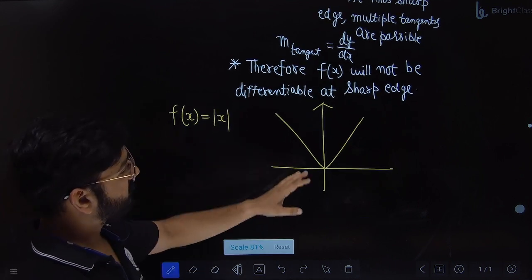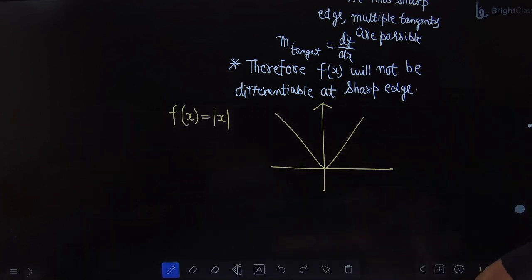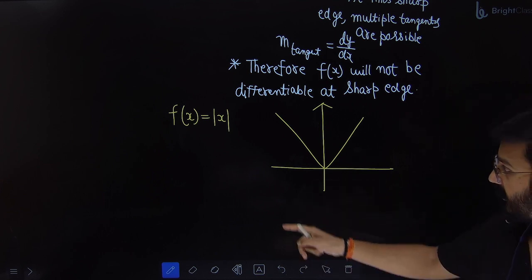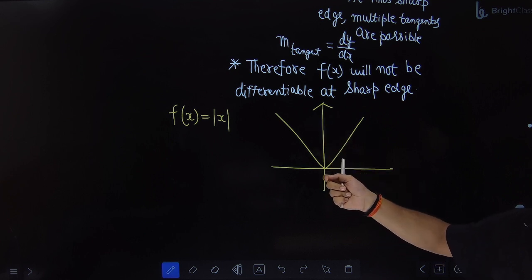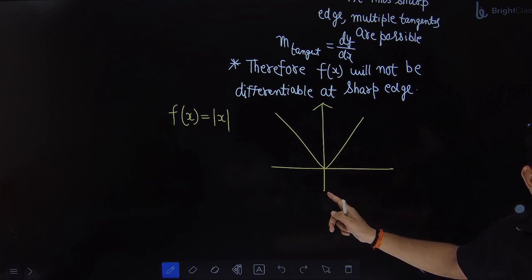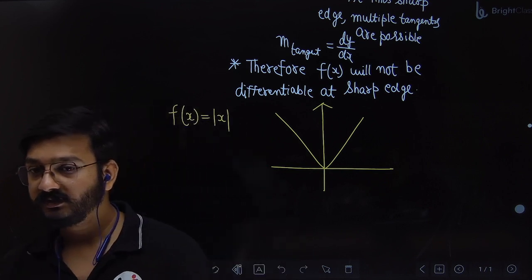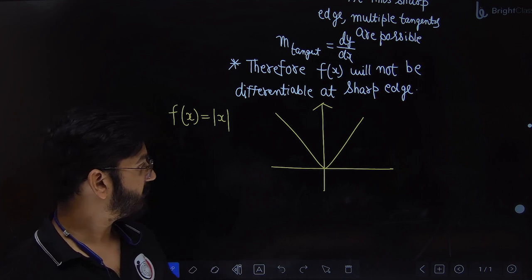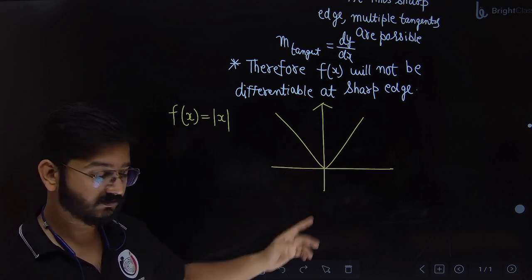So if you see this function, is this function continuous? Yes, there is no break in the graph. Where is a break? No break. I will draw this line and then this line. Graph is done. Without lifting my hand from the board, I can draw this in a single go. So this is a continuous function at x equal to 0. But what about differentiability at x equal to 0? Non-differentiable, because there are multiple tangents possible because of the sharp edge at x equal to 0.